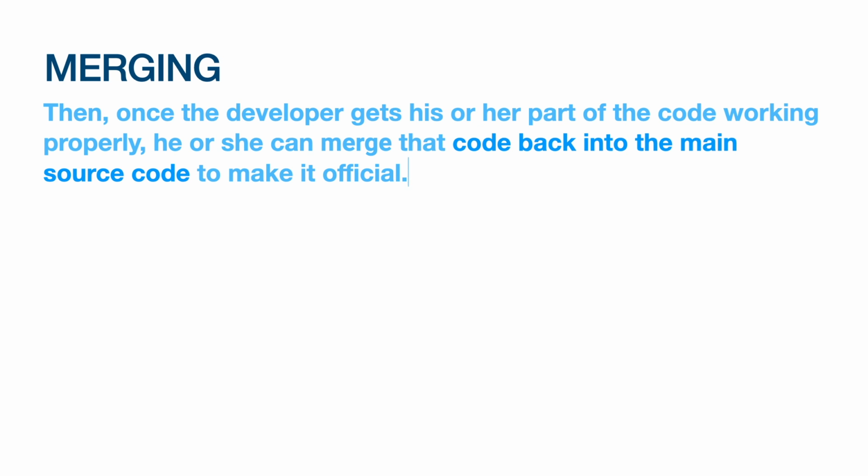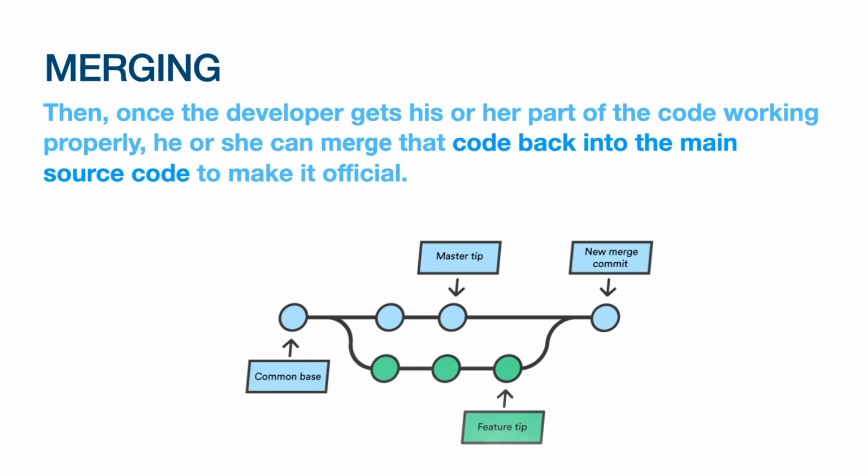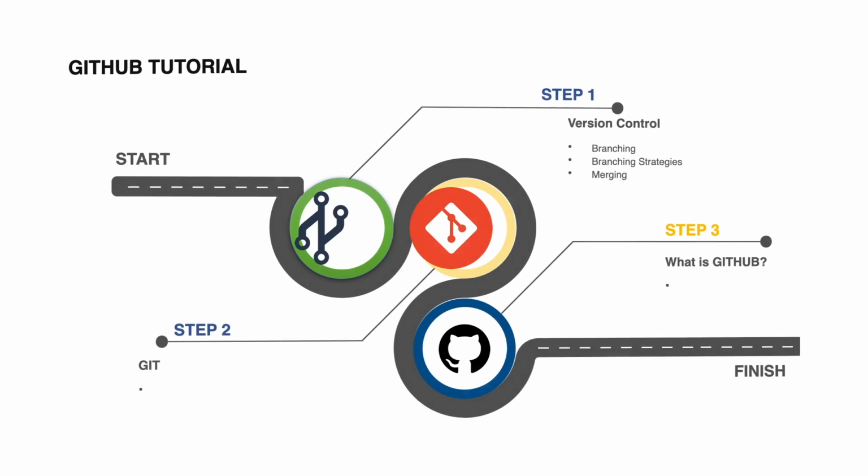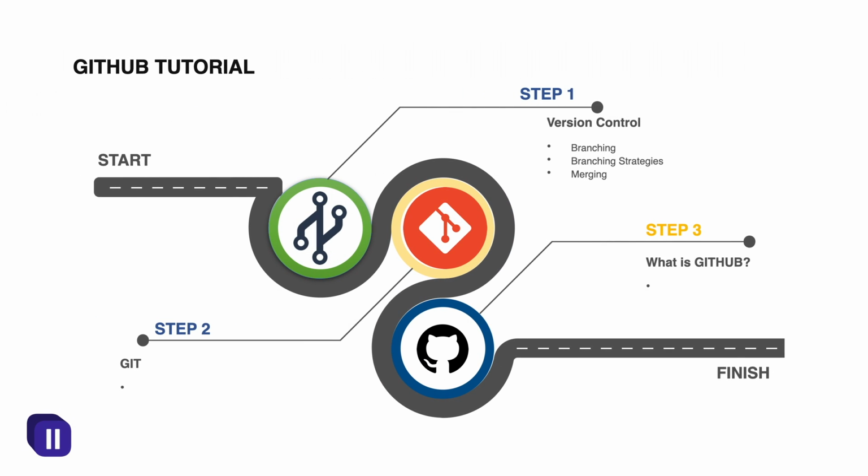Now, let us see merging. So once the developer gets his or her part of the code working properly, he or she can merge that code back into the main source code to make it official. All of these changes are then tracked and can be reverted if need be. Okay, so we have completed version control.